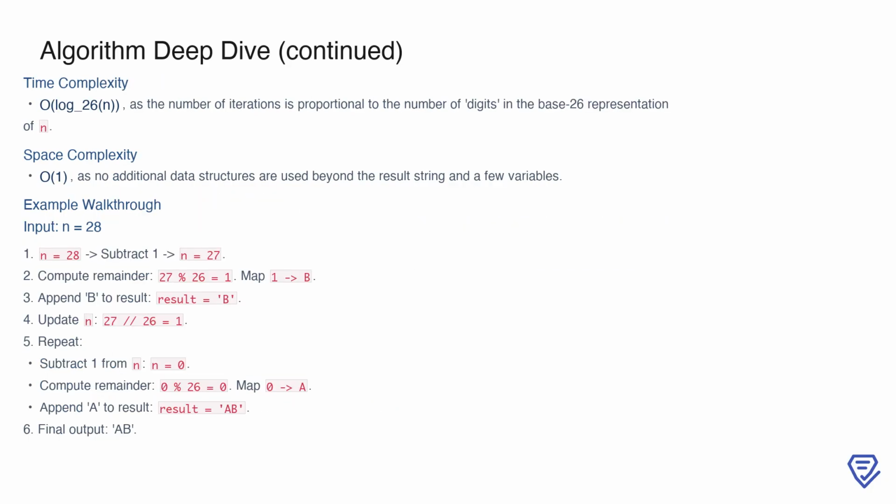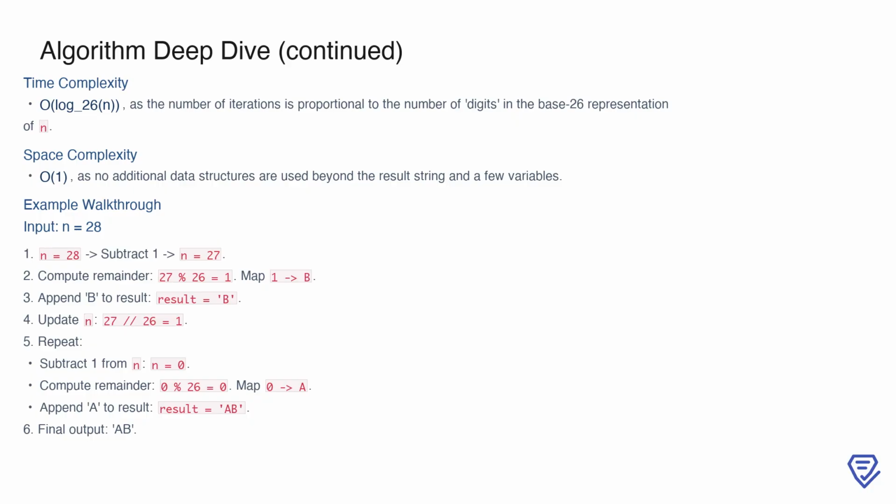When analyzing the algorithm, the time complexity is determined by the number of iterations in the loop. Since the loop runs once for each digit in the base 26 representation of the column number, the time complexity is O(log_26 n). In simpler terms, the number of iterations grows logarithmically with the input size, but the base of the logarithm is 26 instead of 10. For space complexity, the algorithm is very efficient, as it operates in O(1) space. The only memory used is for the result string and a few temporary variables.